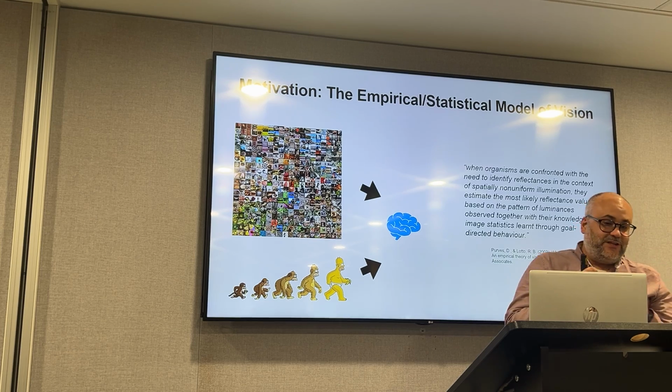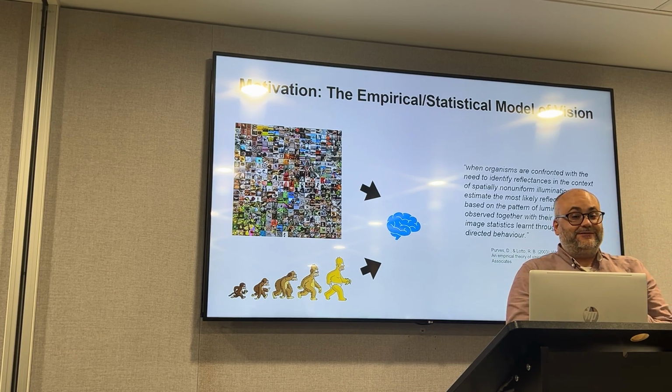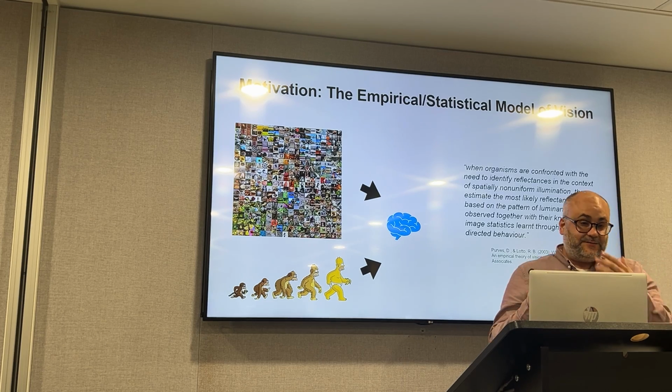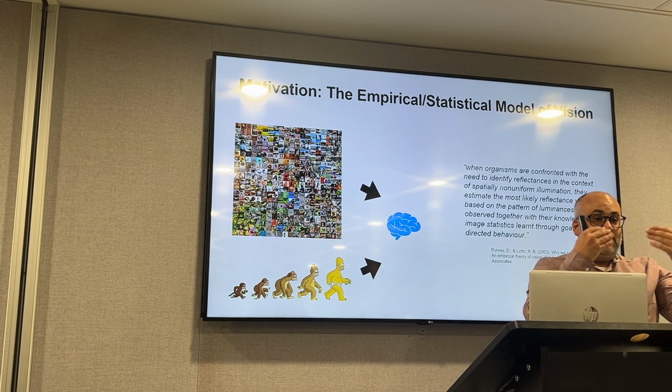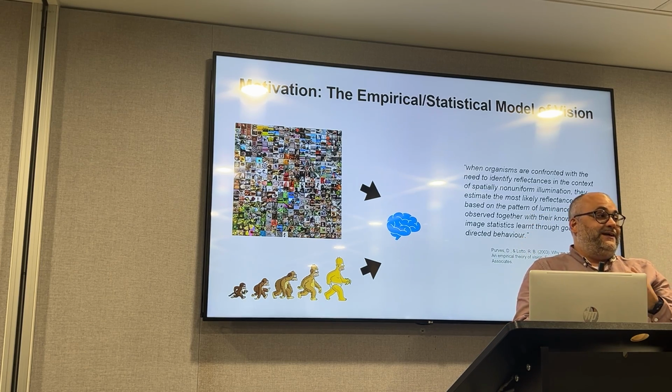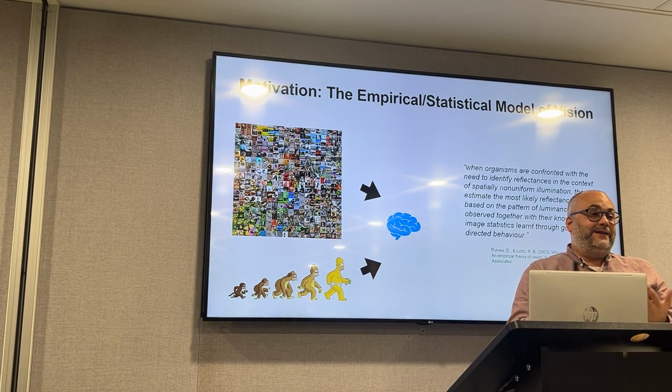At the end, the motivation comes from what is traditional in vision science, the empirical or statistical model of vision, that says that when humans or any type of animals are looking at reflectance in a multiluminant environment, they guess what the colors are by two things: by what they are seeing and with all the knowledge they have gathered in their lifetime through goal-directed behavior.